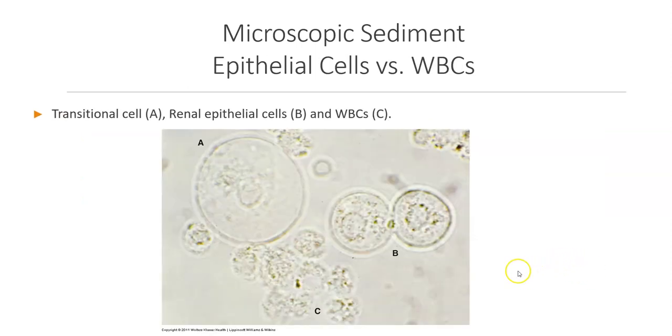This picture is very interesting because you're able to compare transitional cells to renal epithelial cells to white cells. The letter A is a transitional epithelial cell, the letter B are two renal epithelial cells, and the letter C is a small clump of white blood cells.